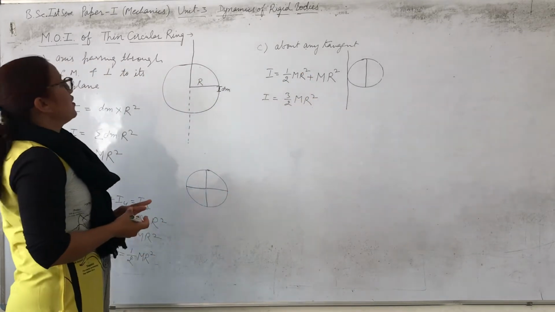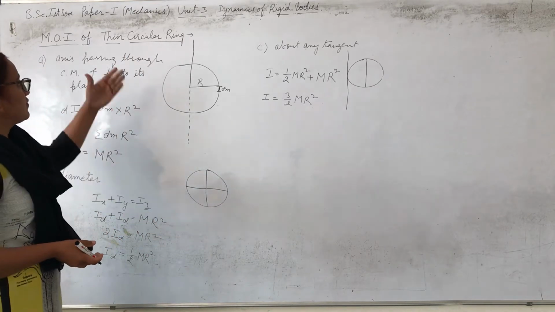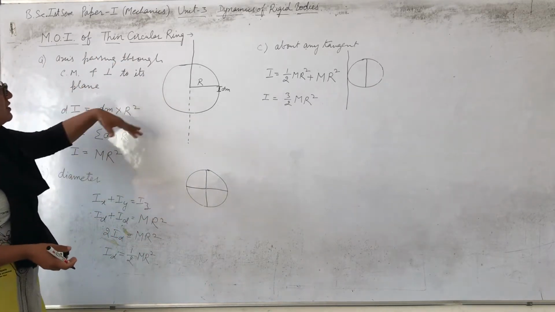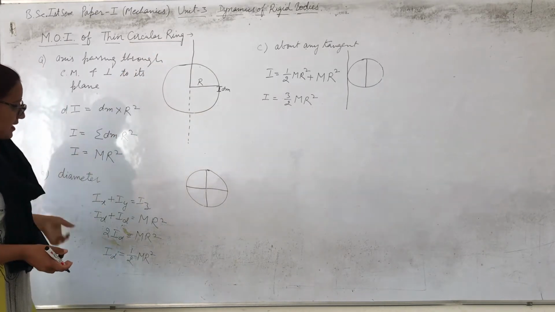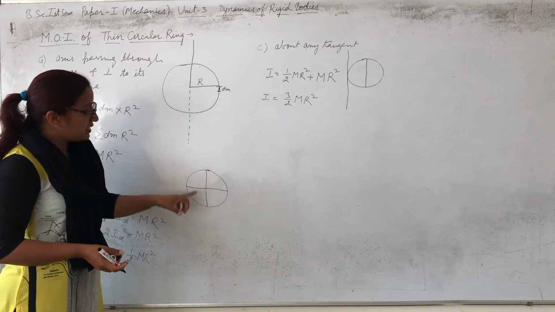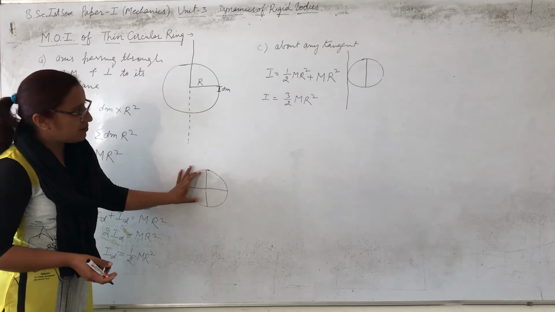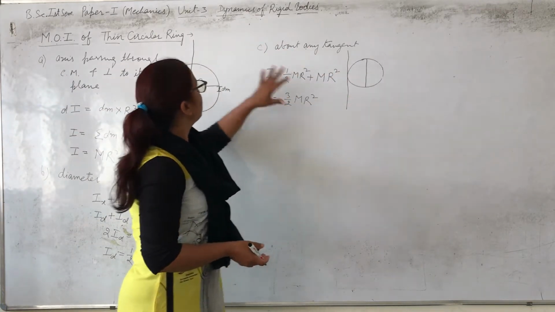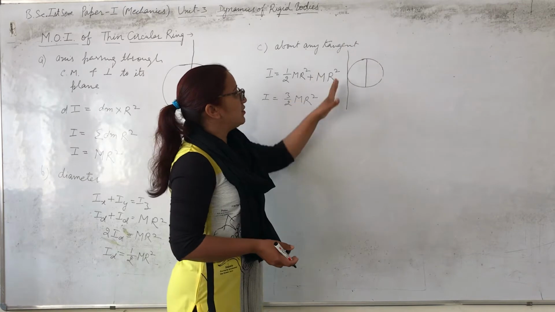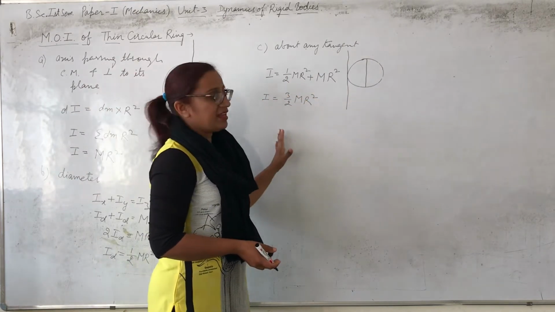Okay. So we have discussed the three cases for calculating moment of inertia of the circular ring about the axis passing through center of mass perpendicular to its plane, passing through center of mass but lying in the plane of the ring, that means about any diameter. And in the third case, we have calculated the moment of inertia of a circular ring about any of the tangent using the theorem of parallel axis.